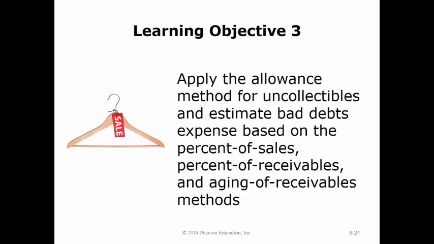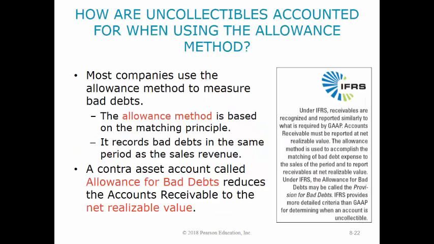The third objective is to apply the allowance method for uncollectibles and estimate bad debts expense based on the percent of sales, percent of receivables, and aging of receivables methods. The allowance method is based on the matching principle. Thus, the key concept is to record bad debts expense in the same period as the sales revenue. The allowance method is a method of accounting for uncollectible receivables in which the company estimates bad debts expense instead of waiting to see which customers the company will not collect from.